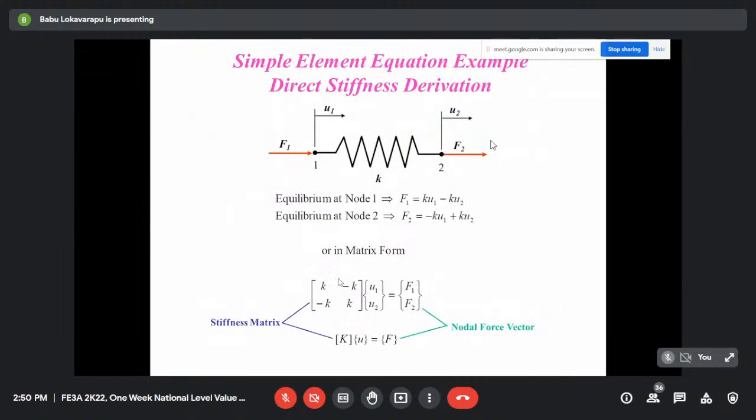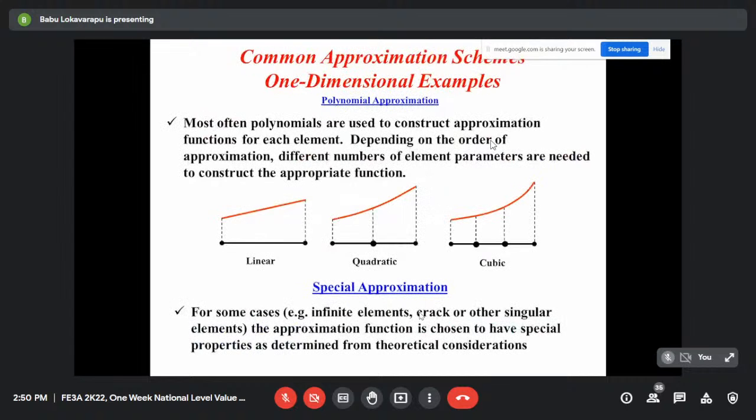That is the second approach. And the first thing we should know is that we have to derive the stiffness matrix even for a spring element or bar element. This is the stiffness matrix for the spring element, and this matrix is what we call the stiffness matrix K, and U1, U2 are called the nodal displacement vector, and F1, F2 is the nodal force vector. That's for the spring element.